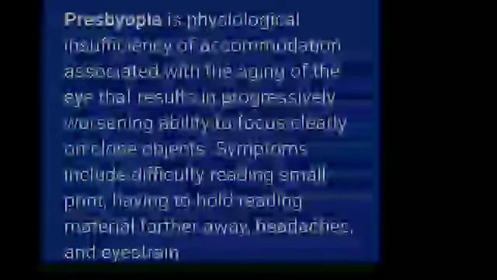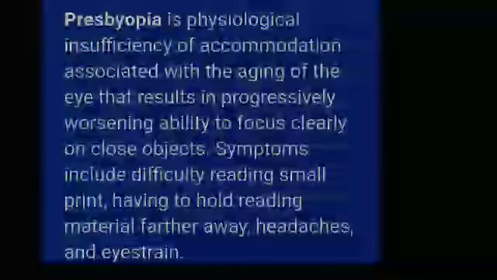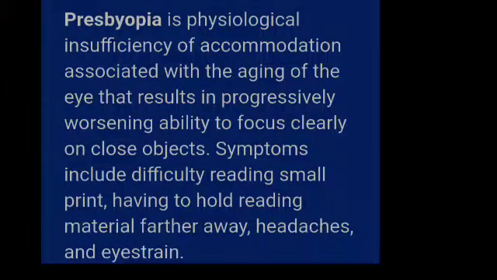Next is presbyopia. Generally, the focusing power of the eye lens decreases with age. The muscles near the lens lose their ability to change the focal length of the lens. The near point of the eye shifts farther from the eye. Because of this, old people cannot see nearby objects clearly.